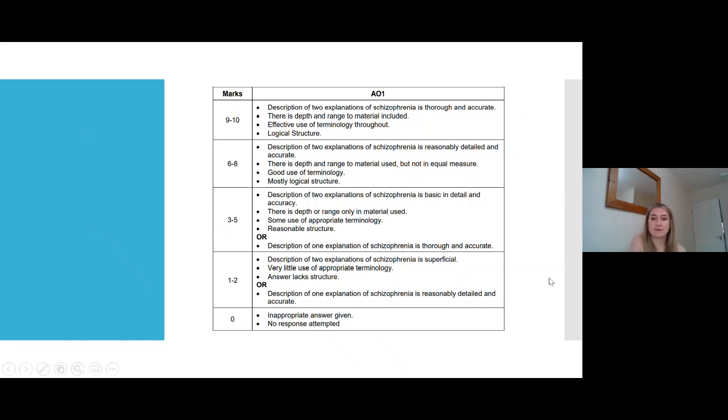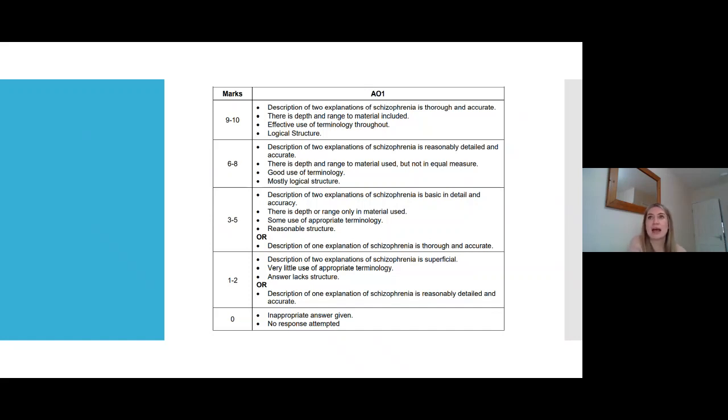Something to note here is that you have an "or" when it gets to the basic area of the mark scheme. It says description of 2 explanations of schizophrenia is basic in detail and accuracy. There is depth or range only in material used, some use of appropriate terminology, reasonable structure, or description of 1 explanation of schizophrenia is thorough and accurate. So if you only look at 1 explanation, or if only one of them is accurate and the other is rushed, you'd be capped at 3 to 5 marks, or half marks.